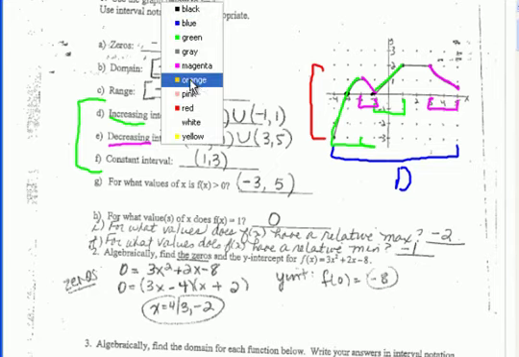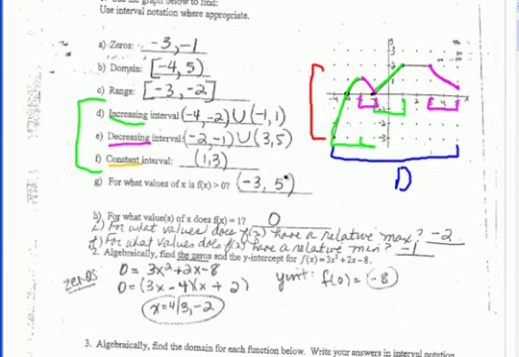And lastly, we're going to look at where is it constant, where are the y values not changing. You can see that there's a horizontal line here, a constant function, and that comes from x equals 1 to 3. Again, we don't use brackets because it's just between where it's constant, not at the points.